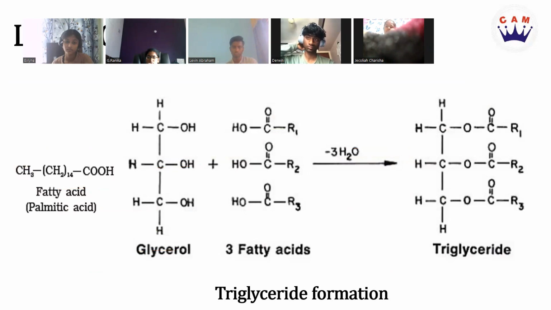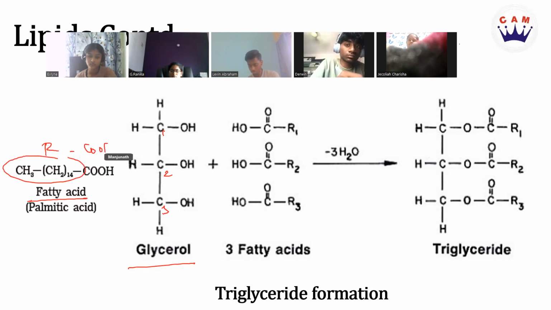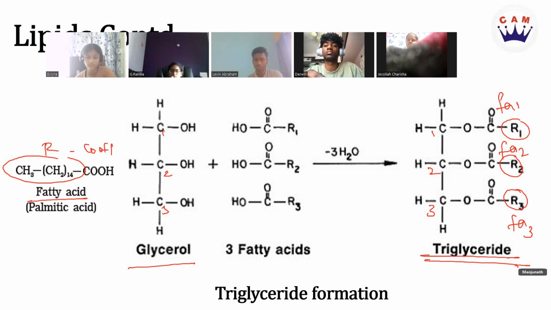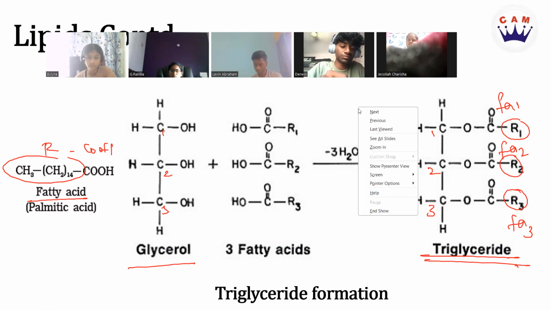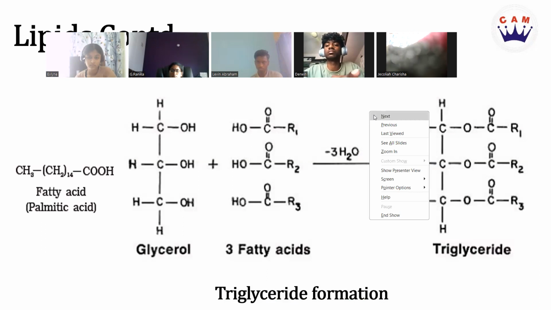Okay, this is what I was trying to tell you. See, this is a glycerol with carbon 1, carbon 2, carbon 3. This is a fatty acid with R group and what? COOH. Now, how many fatty acids are added there? 3. Fatty acid 1, fatty acid 2, fatty acid 3 for glycerol carbon 1, carbon 2, carbon 3. Therefore, it is called as what glyceride? Triglyceride. Next.